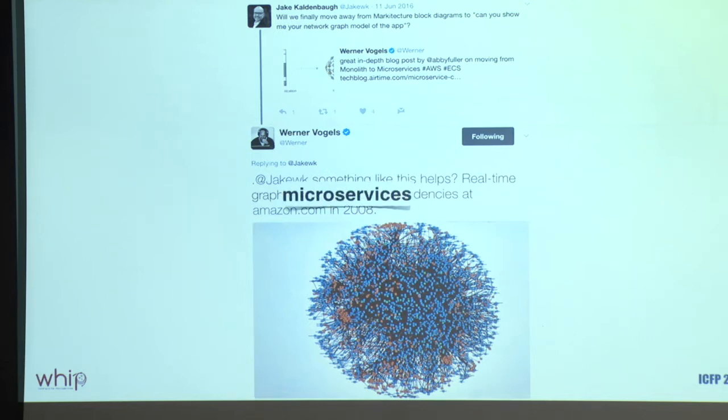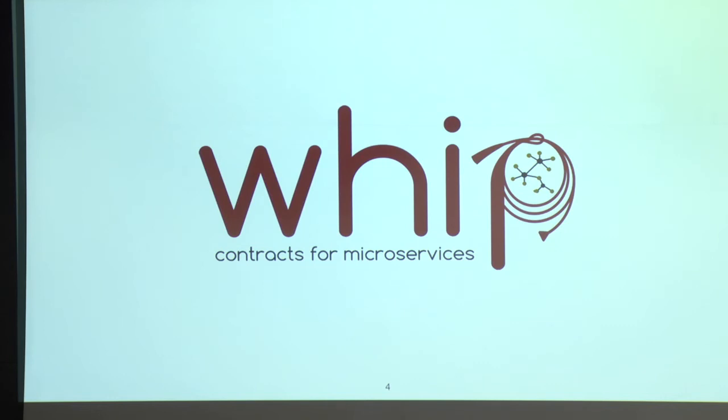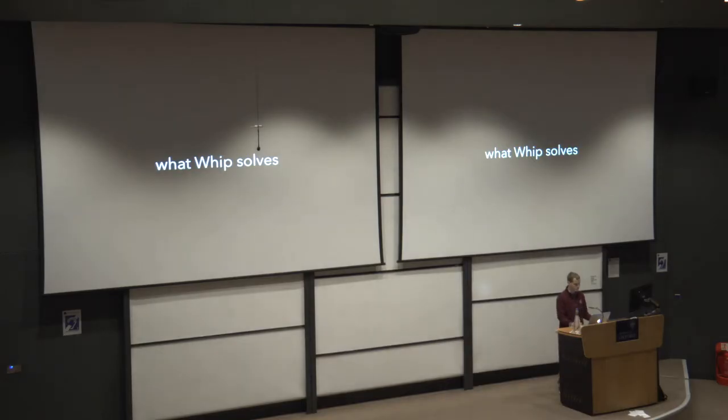So what's enabled this massive style of applications? Well, the answer is a relatively new paradigm called microservices. And that's what I'm going to talk about today. In particular, I'm going to present WIP, which is a contract system that helps developers put together these microservices. So first, let me explain what microservices are in more detail and why developers need help.